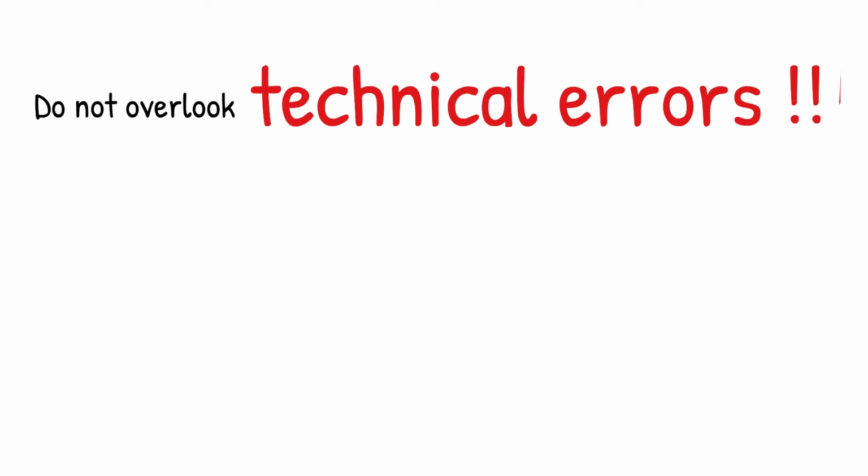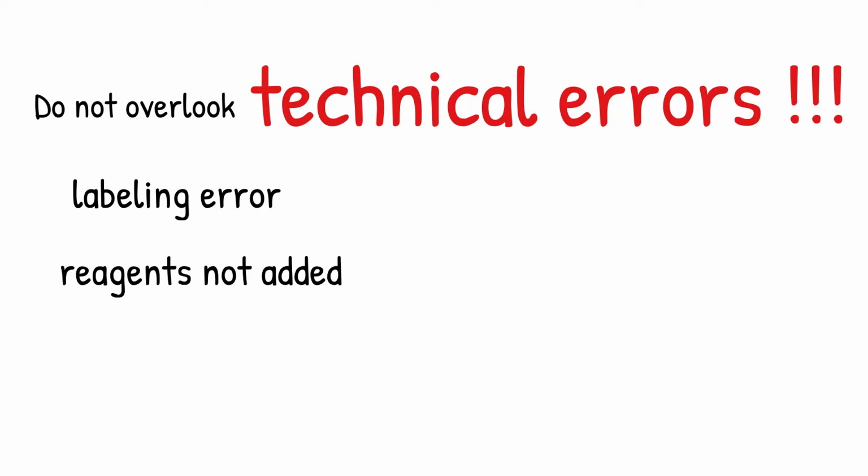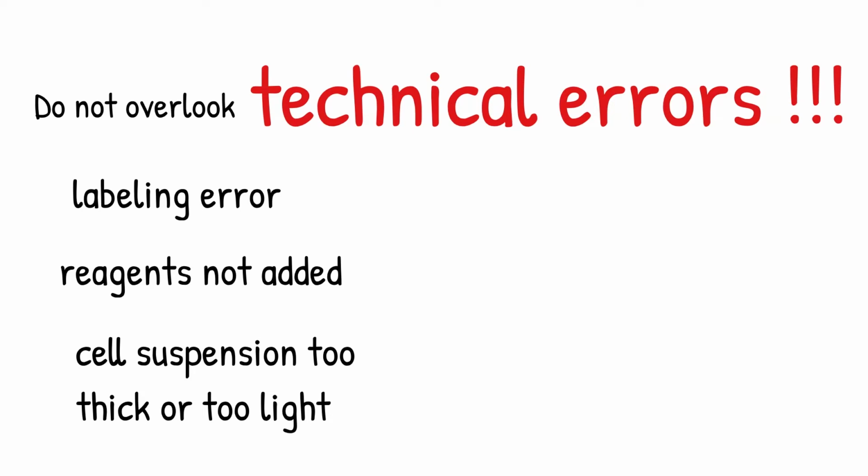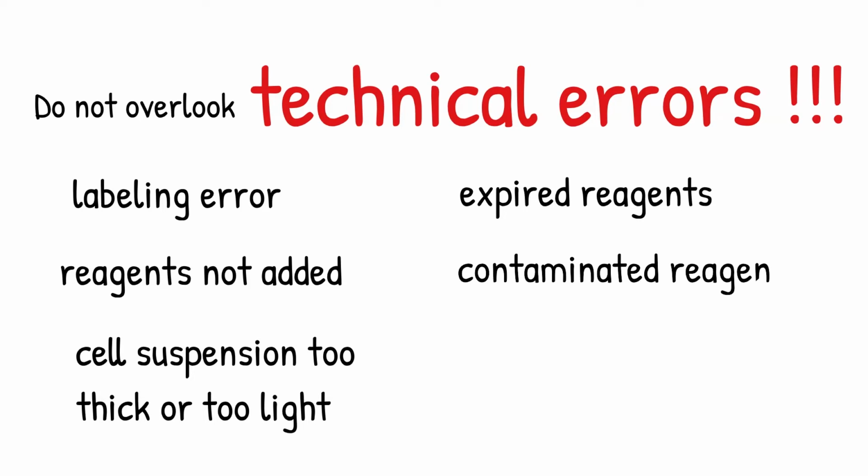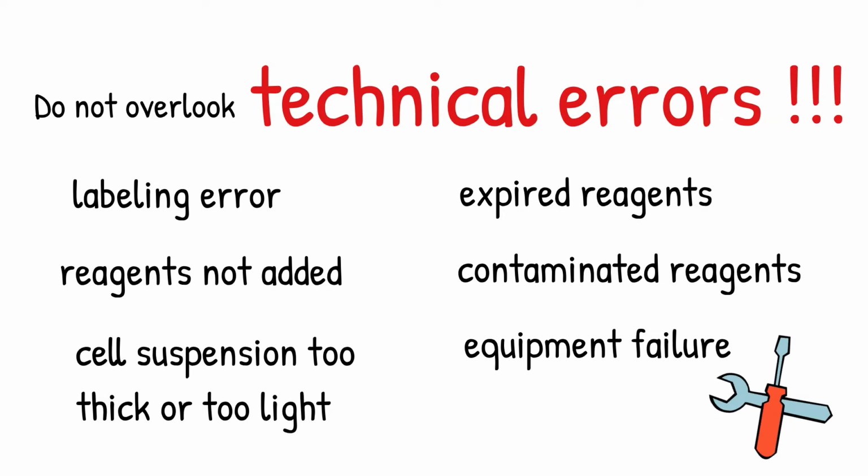One thing to not overlook when approaching ABO discrepancy is technical error. Technical errors include things like labeling errors, forgetting to add reagents or wrong reagents added to the test tube, cell suspension that is either too thick or too light, expired reagents, contaminated reagents, or equipment failure such as an uncalibrated centrifuge. Sometimes we can be too excited to solve the mystery of discrepancy and forget to double-check every step of the way. This can lead to more headache than it needs to be.